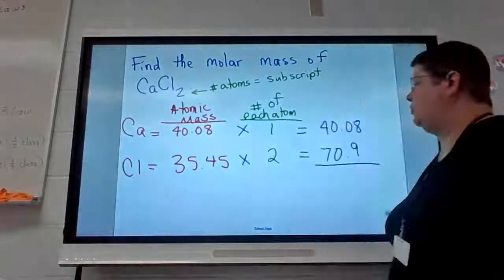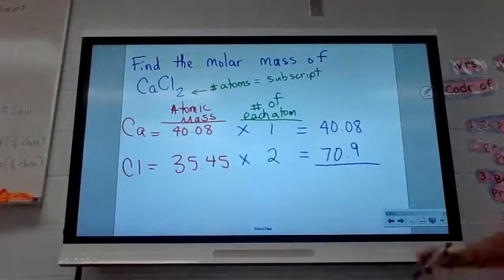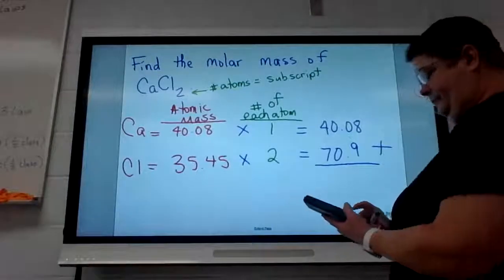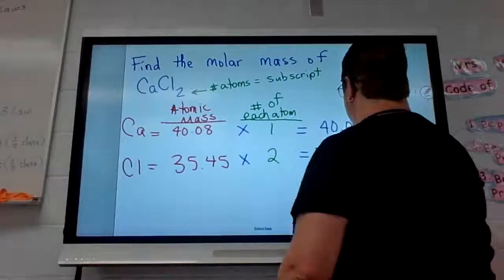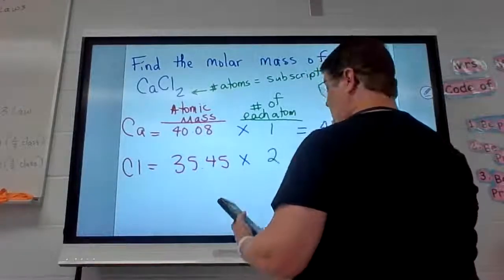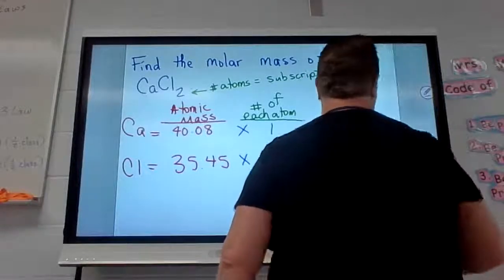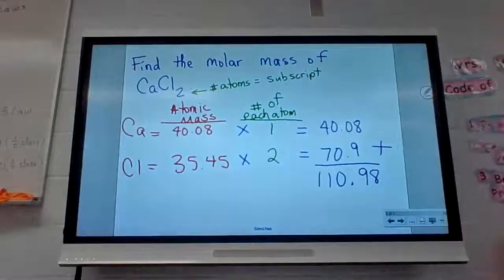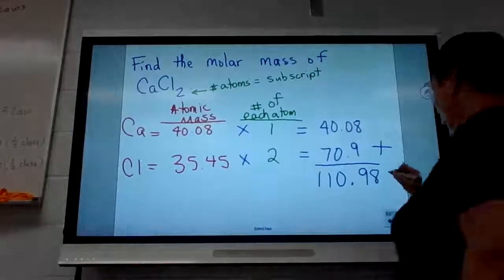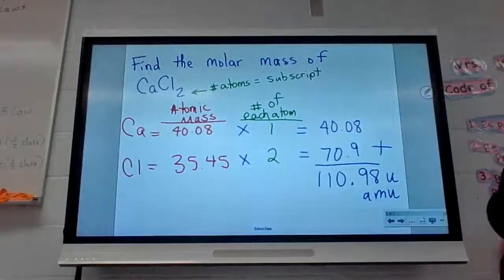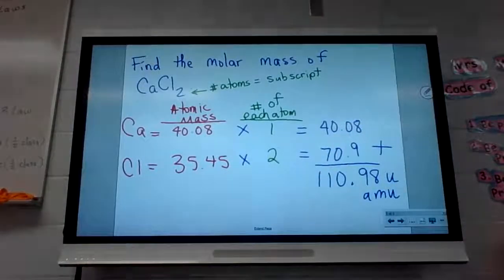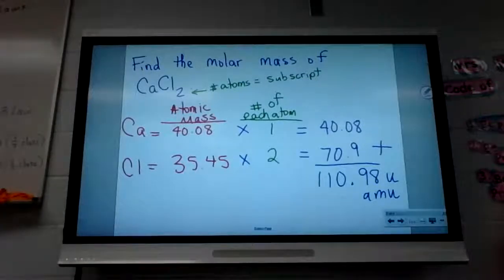Now, what are we going to do with these two numbers? Add. All right. Somebody tell me the unit we're putting on this. Grams? U, or AMU. Either unit is acceptable. All right? Done. That's it.